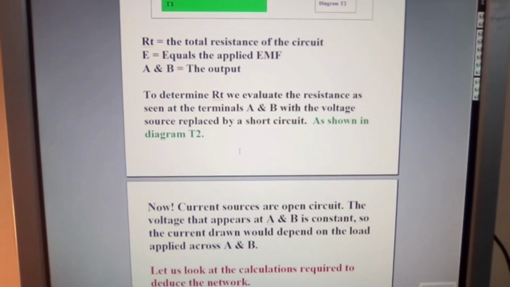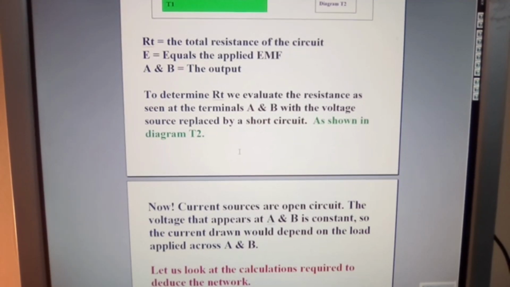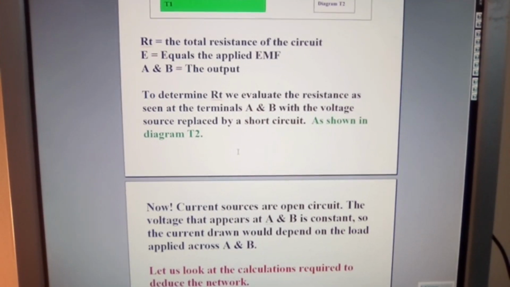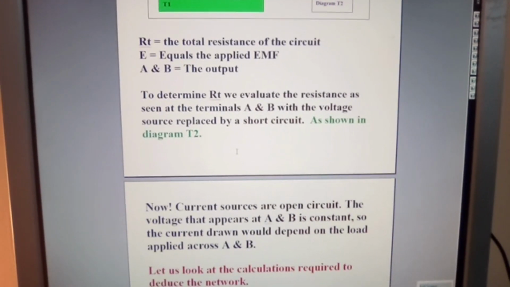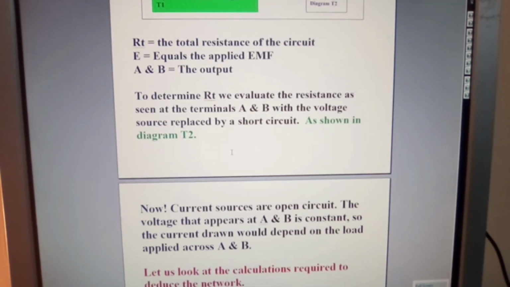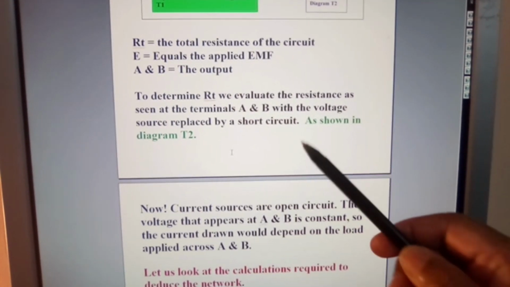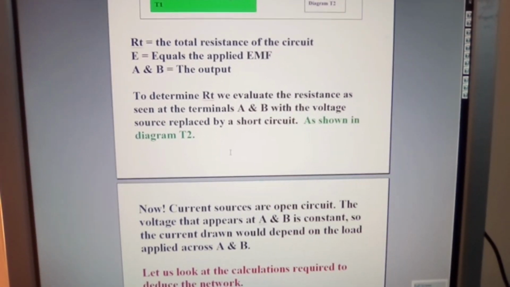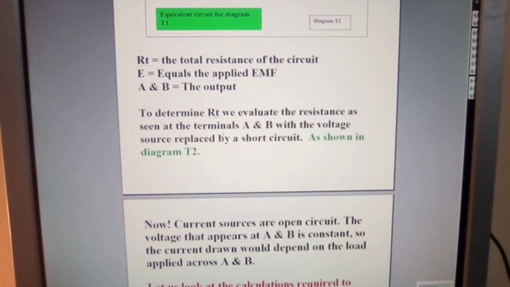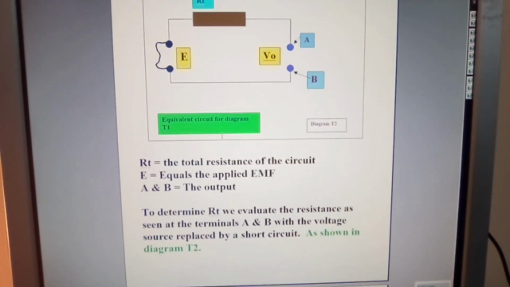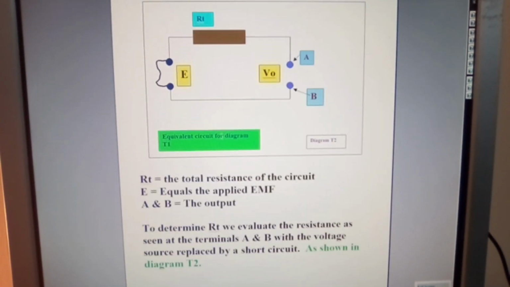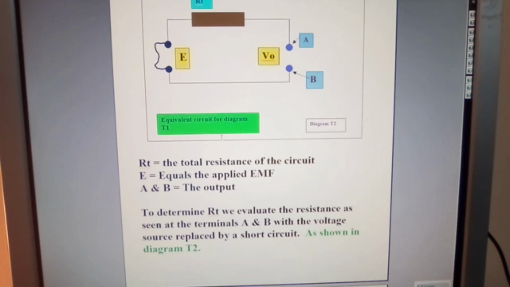To determine RT, we evaluate the resistance as seen at the terminals A and B with the voltage source replaced by a short circuit, as shown in diagram T2. And here's diagram T2. I just wanted to be sure that I was looking at the correct item. I couldn't remember if it was ahead of me or behind me. It's behind you. Okay.